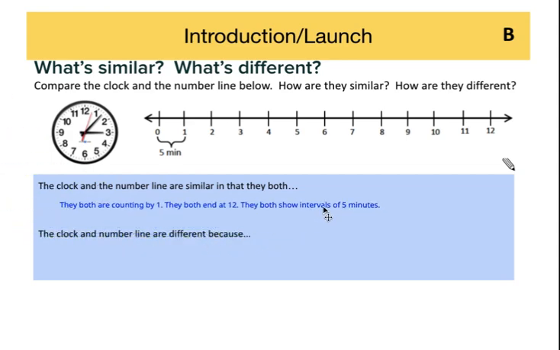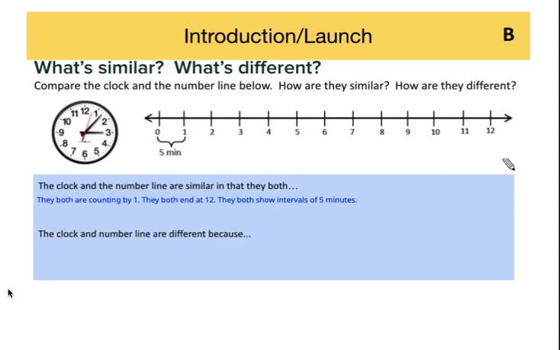All right, so how are the clock and the number line similar? Did you notice they both are counting by 1? Did you notice that they both end at 12? And did you notice that they both show intervals of 5 minutes?